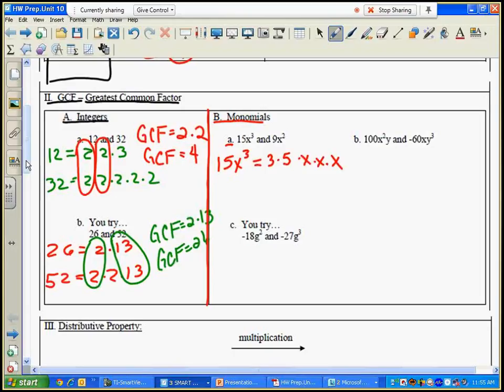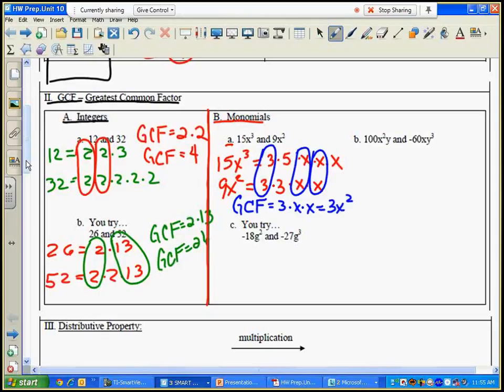All right, 9x squared. 9 is 3 times 3. And then x squared is just x times x. Then you look and see, okay, what do they share? They share a 3. They share an x. And they share another x. So their greatest common factor is going to be the product of those three things. So the greatest common factor is 3 times x times x, or 3x squared.